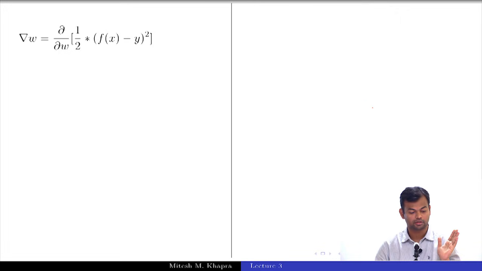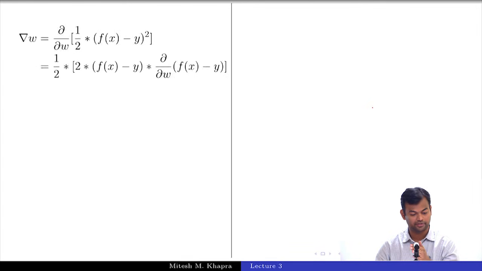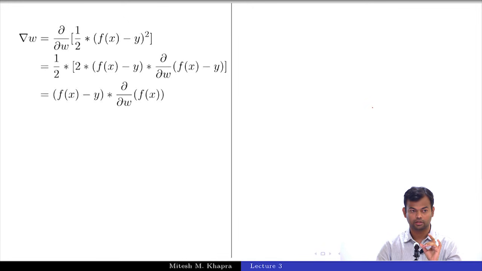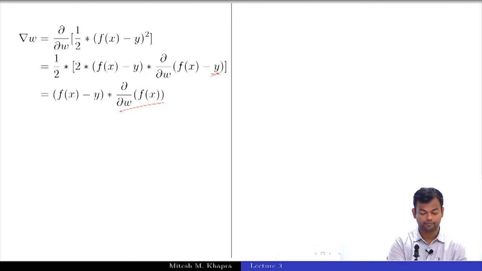What will I do first? Tell me the next step. 2 into f of x minus y, and push the gradient inside. Push the derivative inside. Is that fine? Anyone who has a problem with this? Okay, next. y is a constant. This is the true y, remember. So that's why this is a constant. This is not the predicted y. Now this quantity, what is f of x actually?